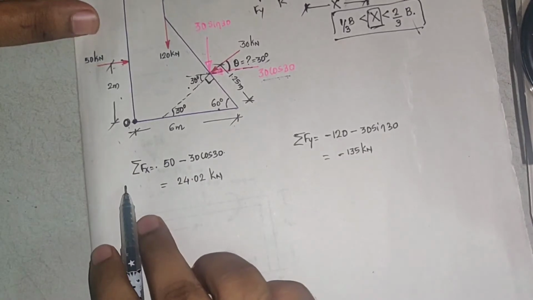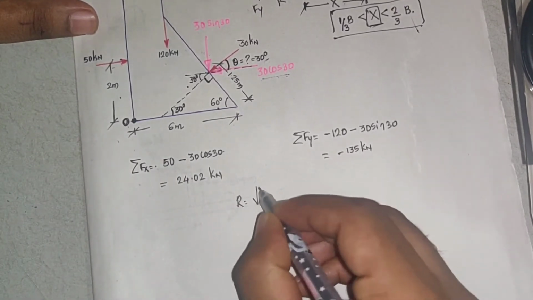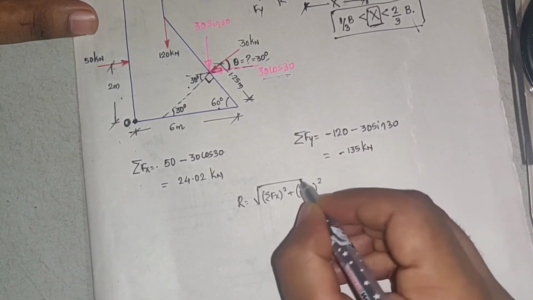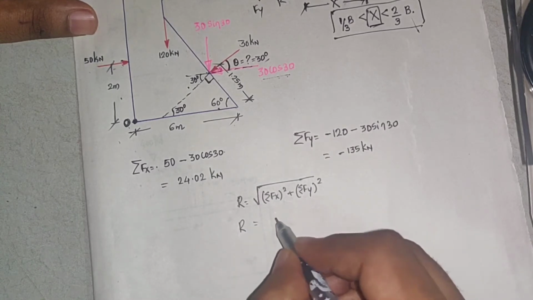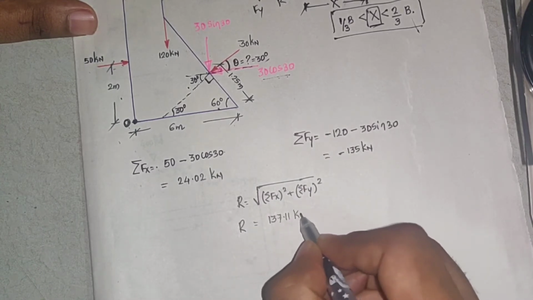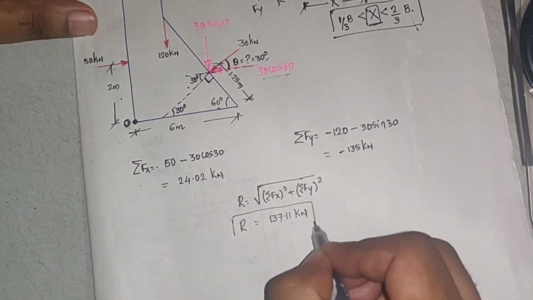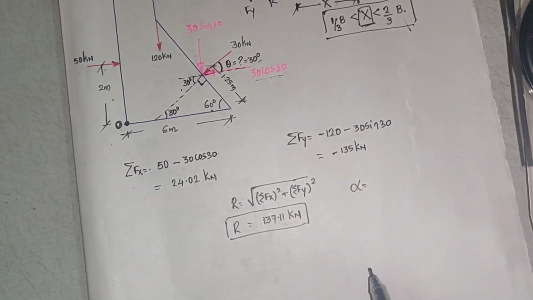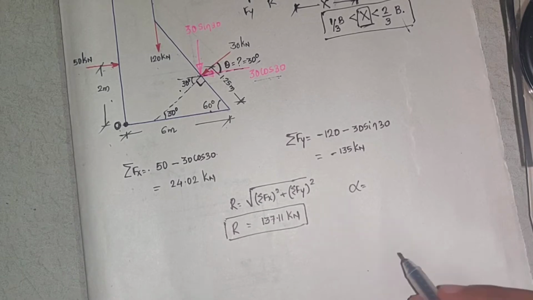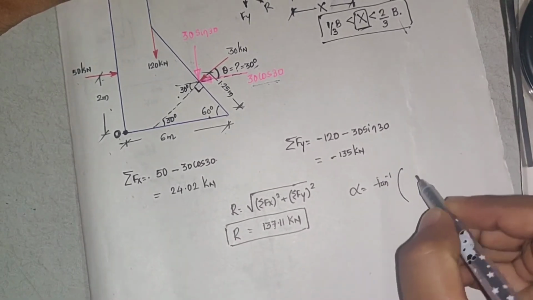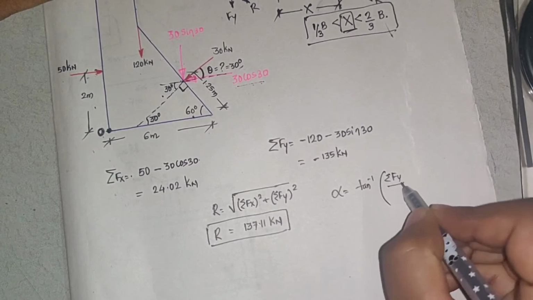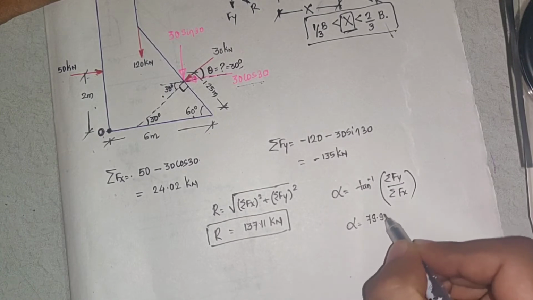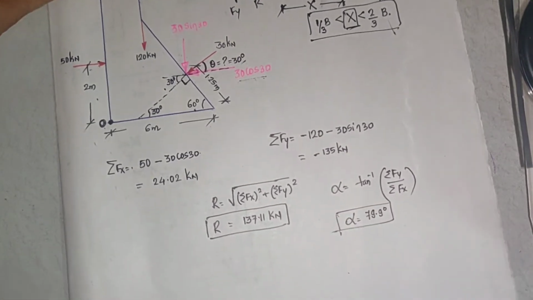Now that I have got Fx and Fy, I'll calculate the resultant. The resultant is the square root of summation Fx squared plus summation Fy squared. Then I'll get the value of R as 137.11 kilonewton. Now we have the magnitude of the resultant, Fx and Fy. Now we have to calculate alpha. The value of alpha is tan inverse of summation Fy by summation Fx. So we'll get alpha as 79.9 degrees. So we got these values.